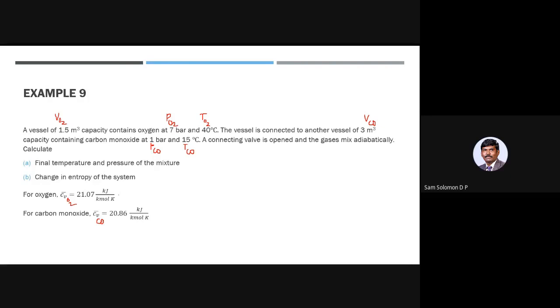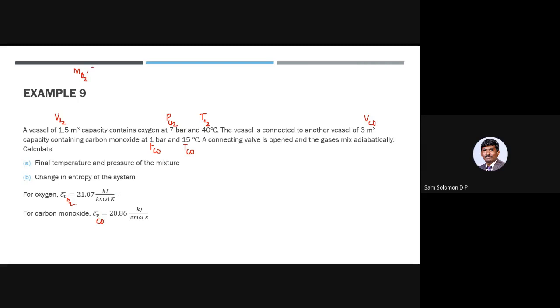It is similar to the previous problem. In the previous problem, both the vessels contained oxygen. Now one vessel is containing oxygen, the other vessel is containing carbon monoxide. Here, what is not given to you is the final temperature. If you remember, in the previous problem we used the relation with mA, so in this case it would be m of O2.